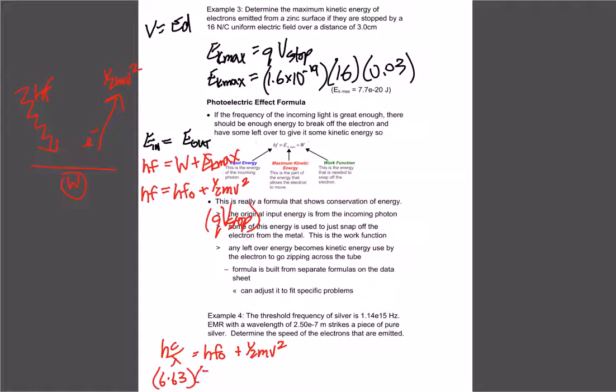So we have 6.63 times our 3 to the 8th, and we divide that by 2.5 to the -7. And then on the other side, we have h again, so our 6.63 to the -34, times our threshold frequency, which they give us as 1.14 to the -15, and then we'd have 1/2 times mass of electron times v squared, and then we just solve it for velocity. So I won't bother doing this calculation. You can see you just plug in all the numbers, solve it for v, make sure you square root it, and that's it.